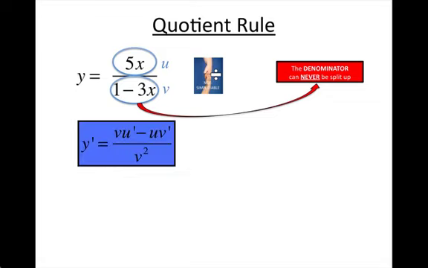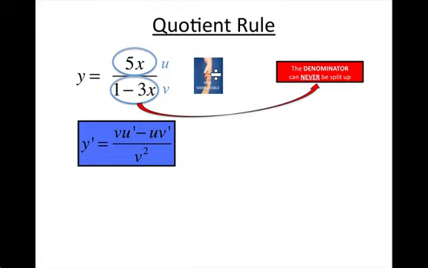y dash equals vu dash minus uv dash over v squared. You'll probably notice a bit of a similarity in the vu dash and uv dash from product rule, but on the next slide I'll go through and explain the difference between them, or actually more than that, a good way to remember the two formulas. But for now, let's just go with that formula, vu dash minus uv dash over v squared.